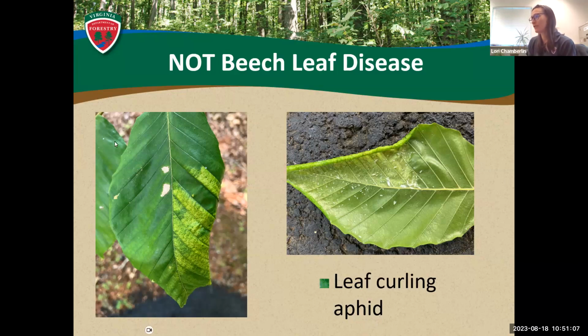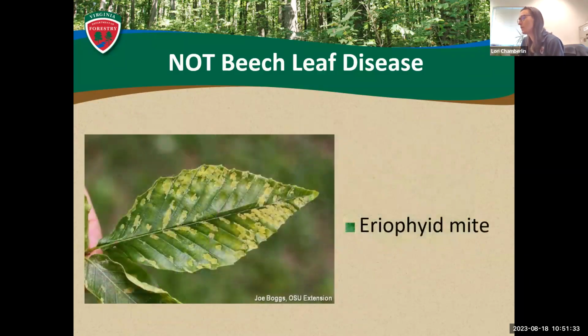If you first see this photo right here on the left, you may think, oh, this looks like that dark banding in between the lateral leaf veins. But the giveaway here that it's not beech leaf disease is that it's curled. The edge of the leaf is curled. And then if you turn that leaf over, you'll be able to actually see the aphids or see their exoskeletons. So this is not beech leaf disease. This is just damage from a leaf curling aphid.